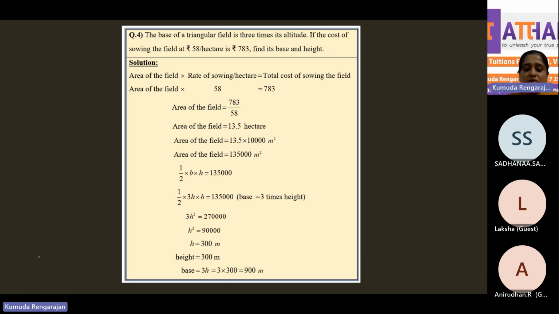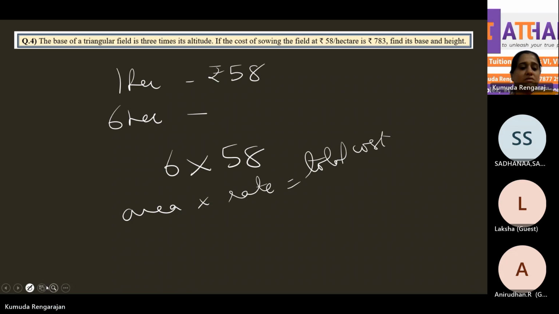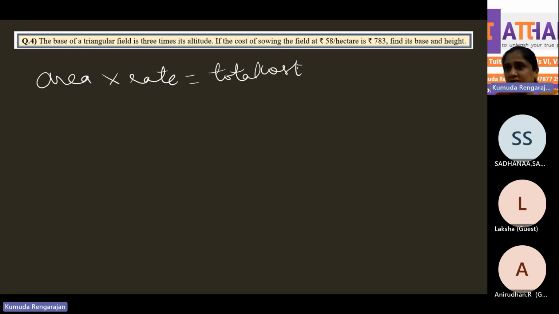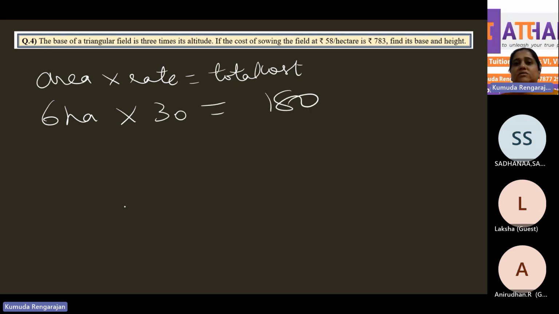So what is that new thing you learned? Whatever is the area of your field into the rate will be the total cost, correct? That's how we will calculate. The area of my field is 6 hectares into the rate, maybe 30 rupees, will be your total cost of 180 rupees.